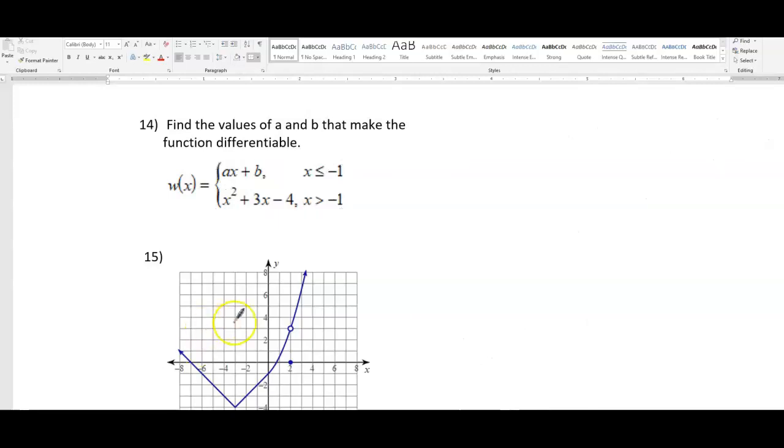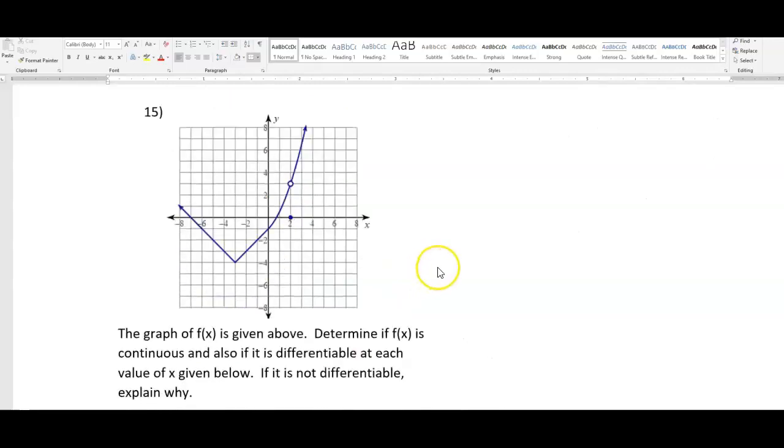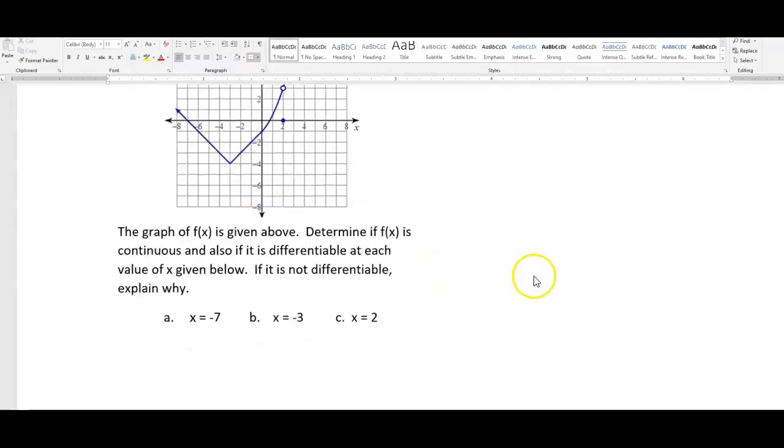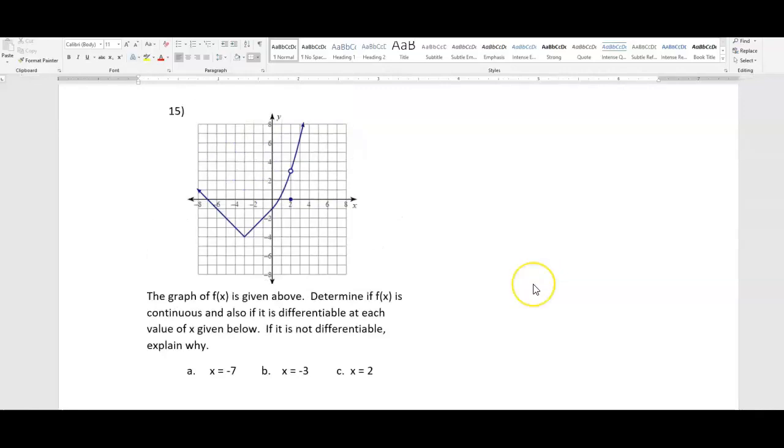All right, and one more question that's required here is to determine if f of x is continuous and also differentiable at each value of x given below. If it's not differentiable, explain why. All right, so basically, if it's not continuous, it's not differentiable. So anytime there's a hole, a gap, or a jump, it's not differentiable. So right here, that's a place where we're going to have a non-differentiable point, because it's not continuous, all right?